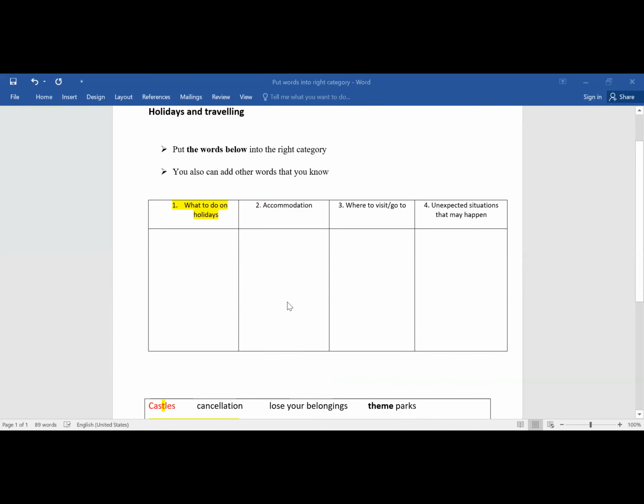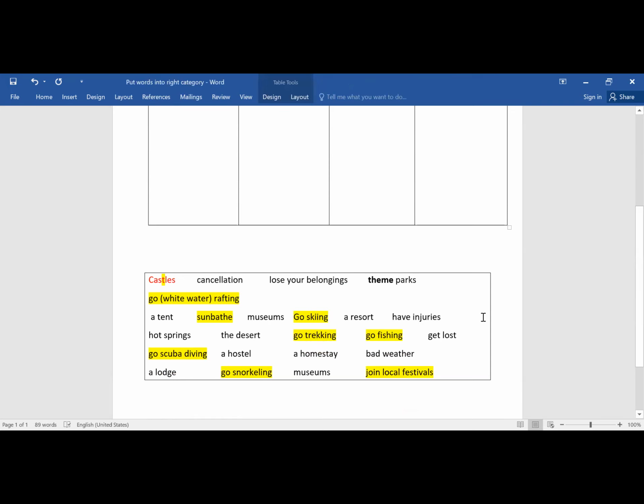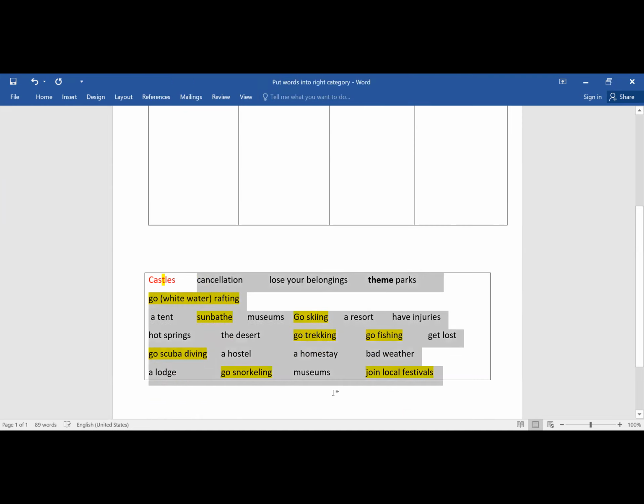Okay, let's go back to our table, and now I need your help. Can you please unmute yourself? Now we'll talk about accommodation. Can you please tell us about different types of accommodation that you see in this table? Let's tell us the words which are types. A tent, yes. When you go camping, keep going.